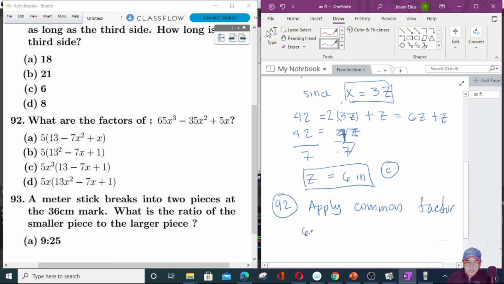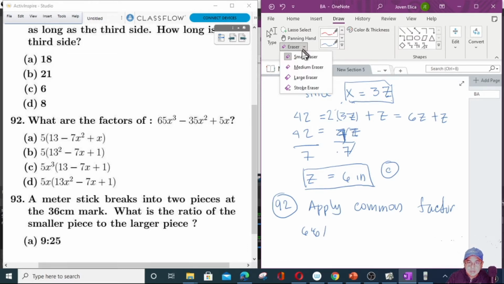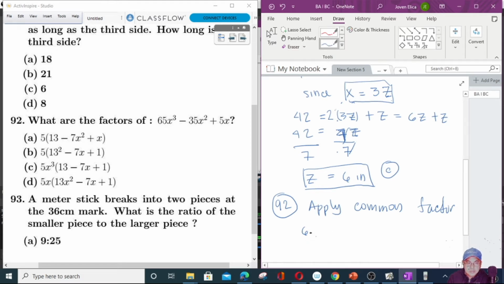So if we have 65x cubed minus 35x squared plus 5x, by inspection we can see that the common factor is 5x. So this is equal to, we'll take the common factor, which is 5x.